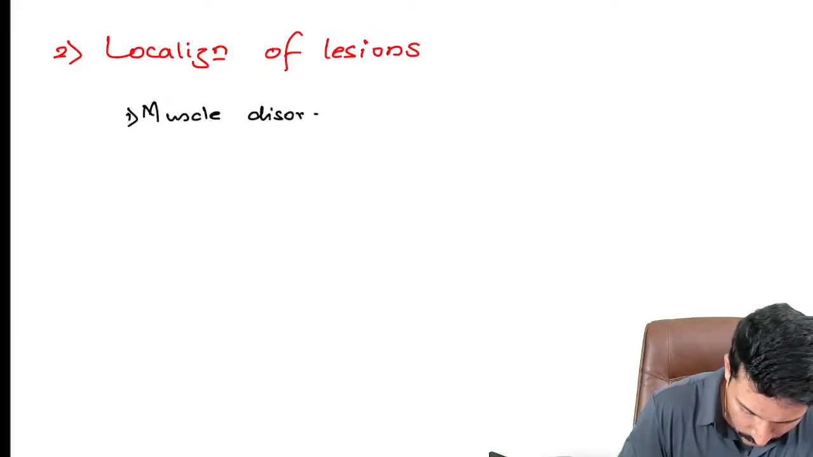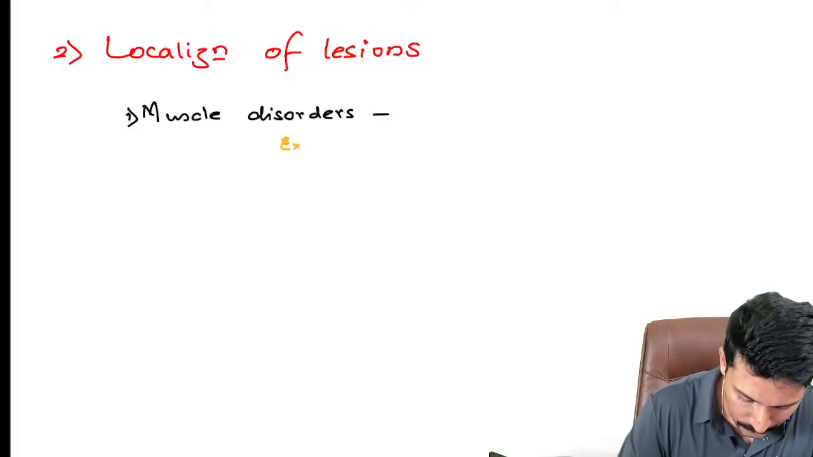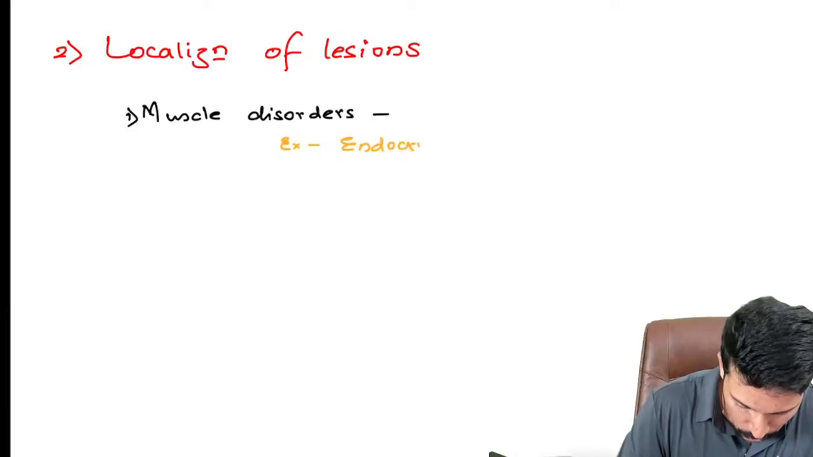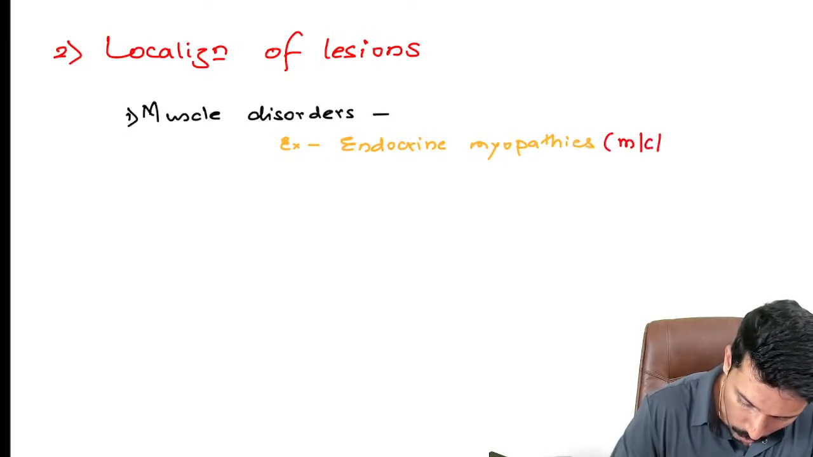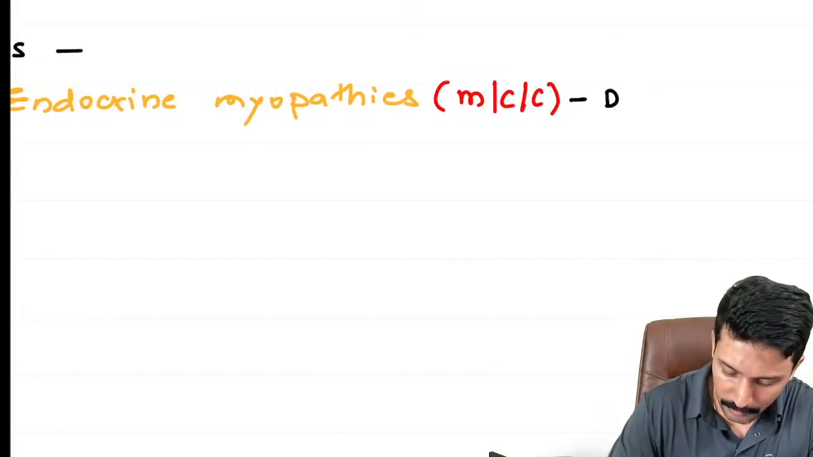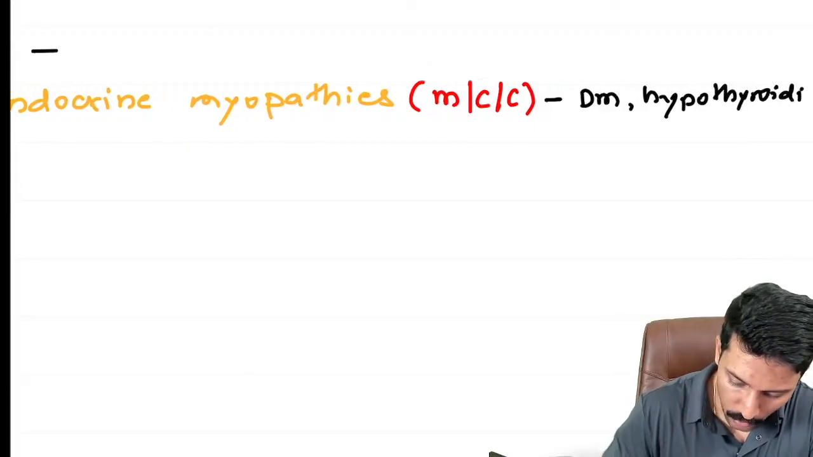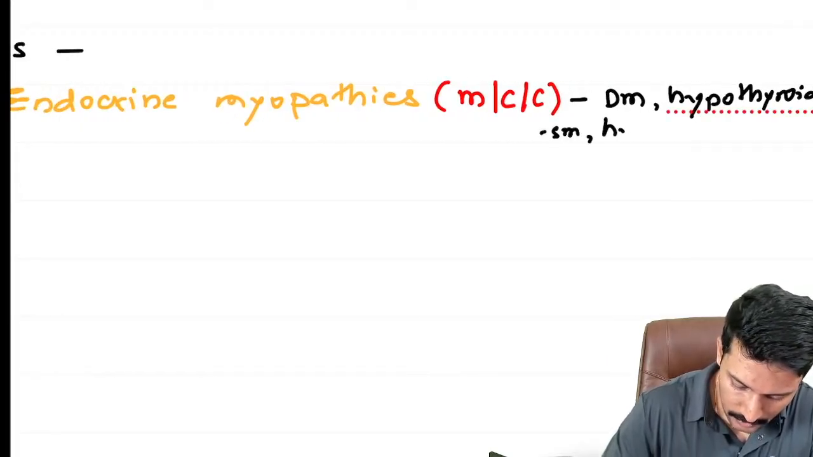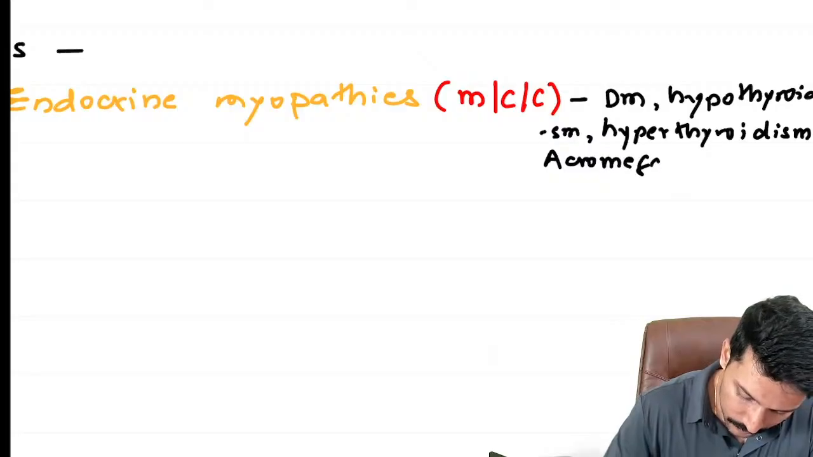So when it comes to muscle disorders, we have made a long list of examples. I will only write down the important examples now. The endocrine myopathies are the most common cause, as you know, when it comes to muscle disorders. And among endocrine myopathies, the important ones that you need to remember is diabetes mellitus, hypothyroidism, because these are pretty common. Hypothyroidism, hyperthyroidism, then acromegaly.